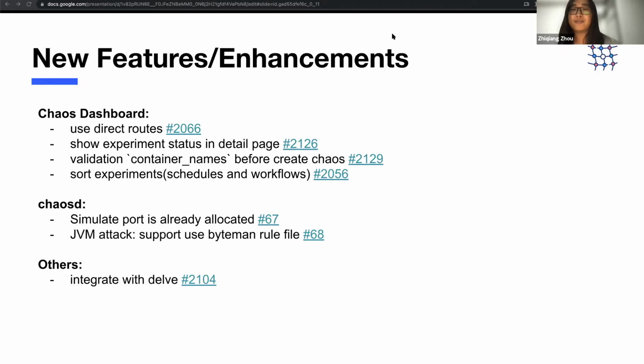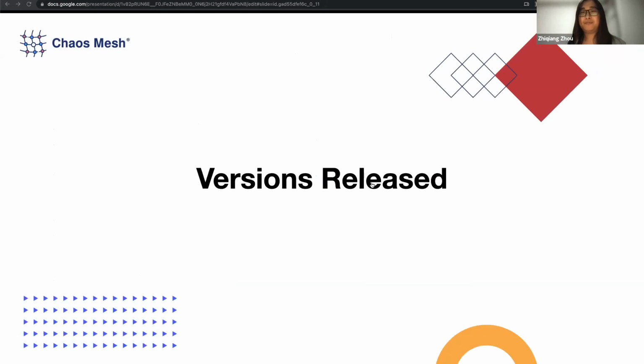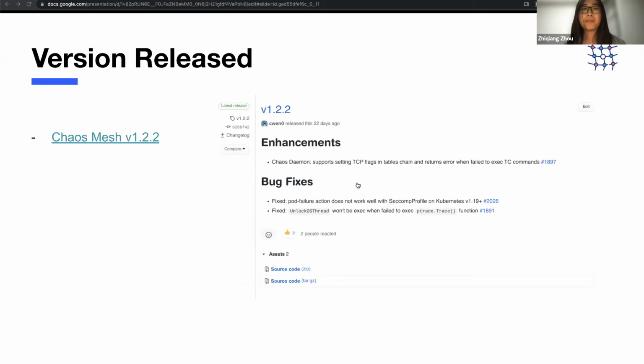Delve is a well-known debugger for the Go programming language, and debugging a Kubernetes controller has always been a problem. We provide this way to run Delve with Chaos Mesh. It's very helpful for debugging and developing. Next part is version releases. Here is a bug fix version, 1.2.2, which contains several bug fixes for Kubernetes compatibility and error handling with ptrace. Also an enhancement feature to filter packets with TCP flags.